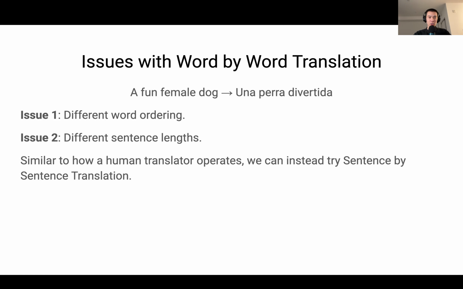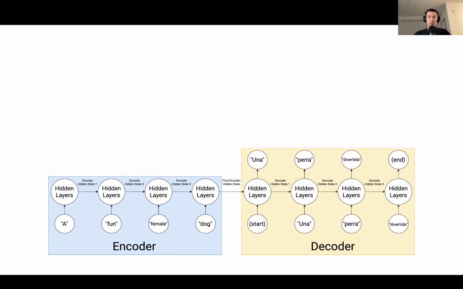Similar to how a human translator operates, we can instead try sentence by sentence translation. Sentence to sentence translation can be thought of as sequence to sequence. Okay, wall of text incoming.